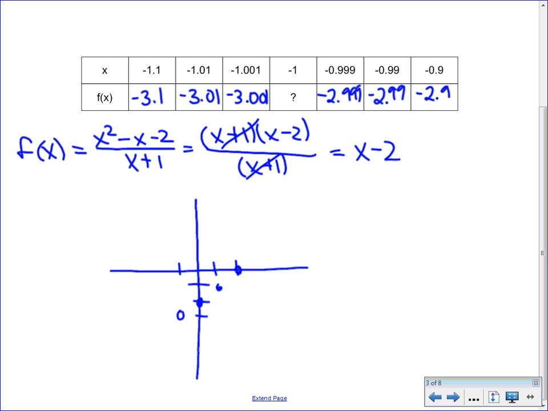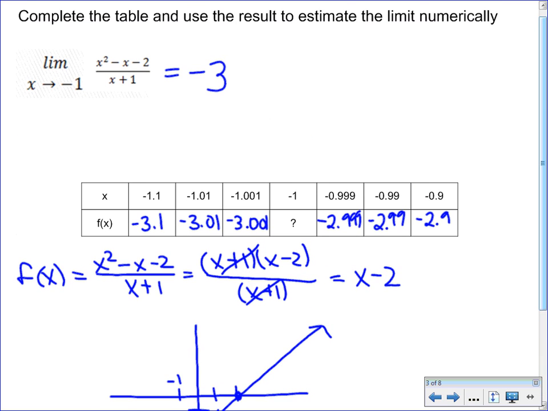There is a hole at x is negative 1 because we canceled that factor out. But it's still a line because that's what it reduced to. Okay? So this is the graph of our function. Right? Well, here is x is negative 1. As we approach negative 1 from the right, and as we approach negative 1 from the left, what function value are we getting arbitrarily close to? Negative 3. Okay? Which is what we decided our limit was.